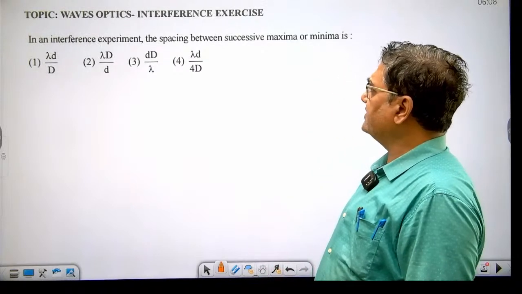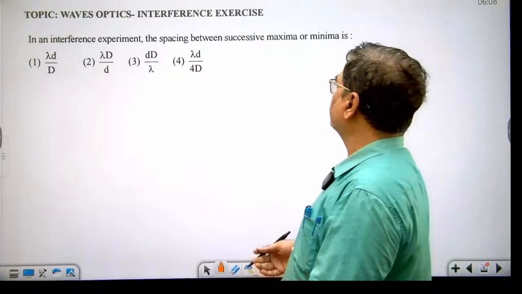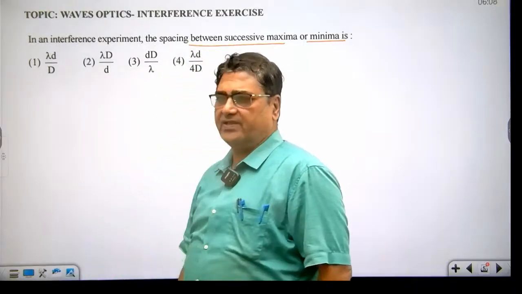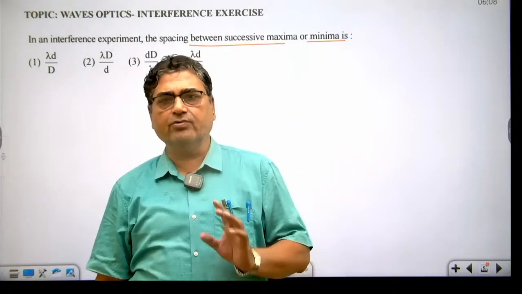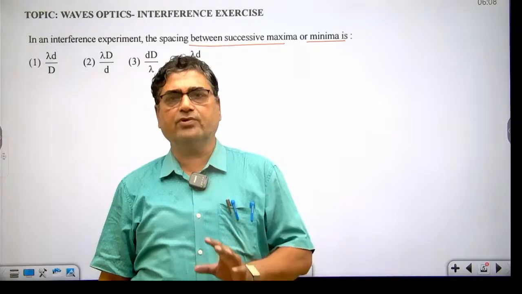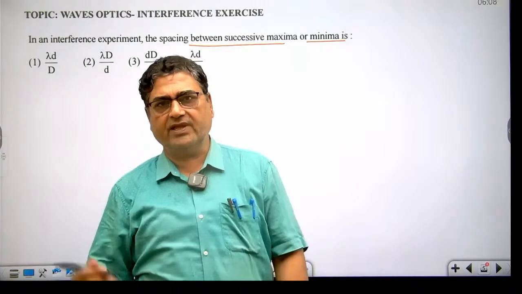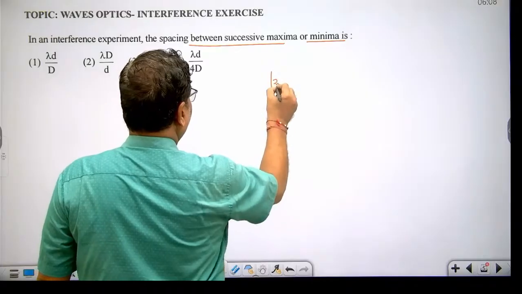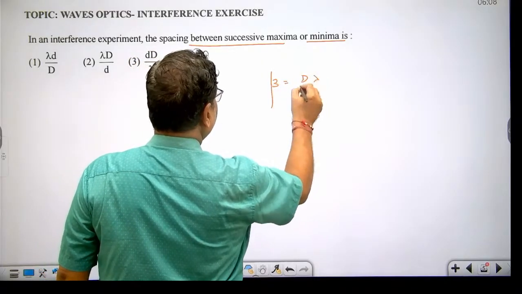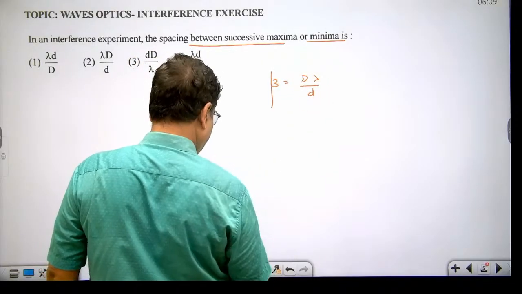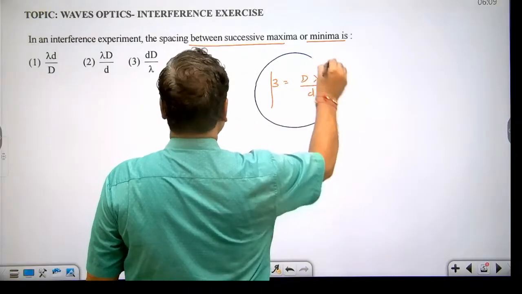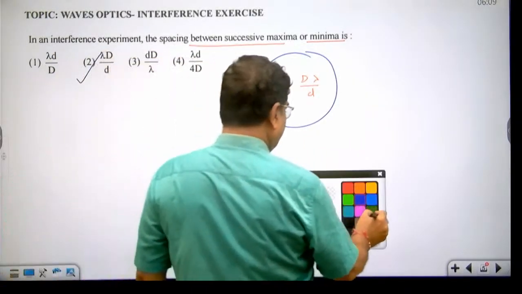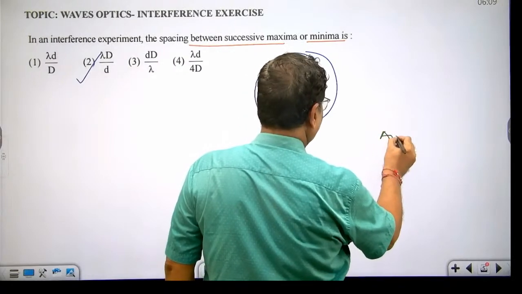In an interference experiment, the spacing between successive maxima or minima, this is the definition of the fringe width. The distance between any two consecutive bright fringes or any two consecutive dark fringes is called fringe width. This is equal to D lambda upon d, denoted by the letter beta. This is the fringe width. So out of 4 choices, the correct answer is option 2.